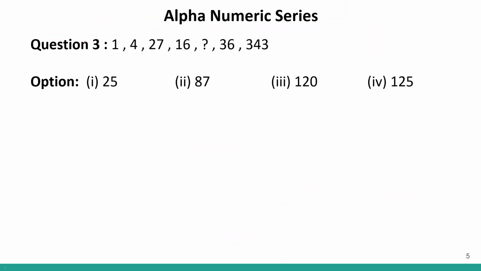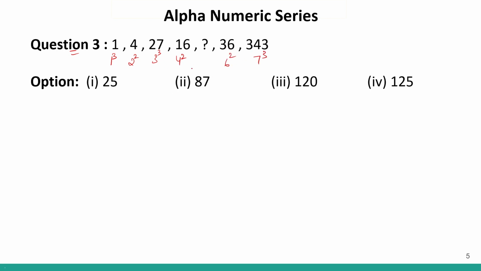Clear? Question number 3. We have 1, 4, 27, 16, 36, 343. These are very familiar numbers. If you remember cubes and squares, you can say this is 1 cube. Correct? This is 2 square. 27 is 3 cube. 16 is 4 square. 36 is 6 square. And 343 is 7 cube.